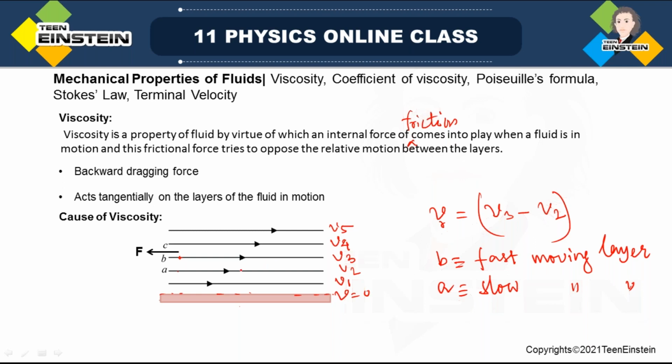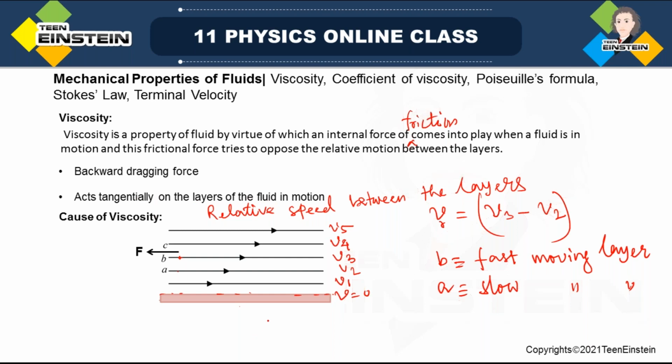What is the cause of viscosity? The cause of viscosity is the relative speed between the layers. Because of that, there is viscous drag. So this is called viscous drag, and this force acts tangentially on the layers.